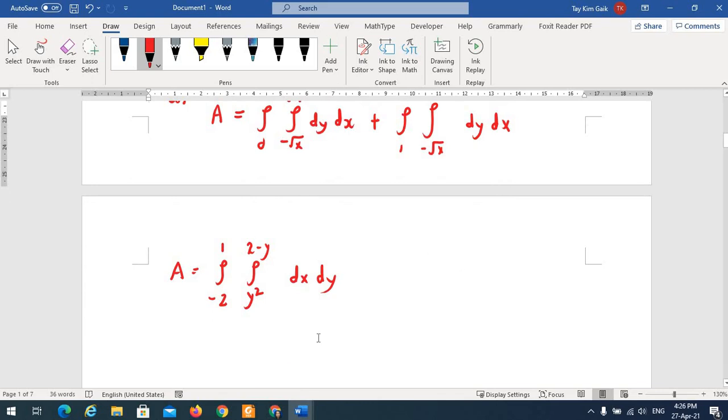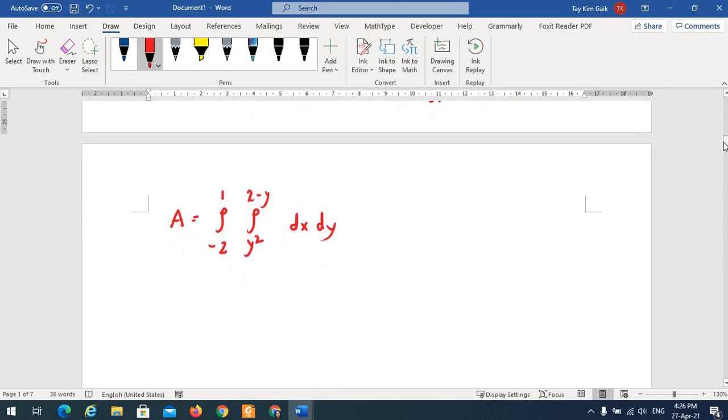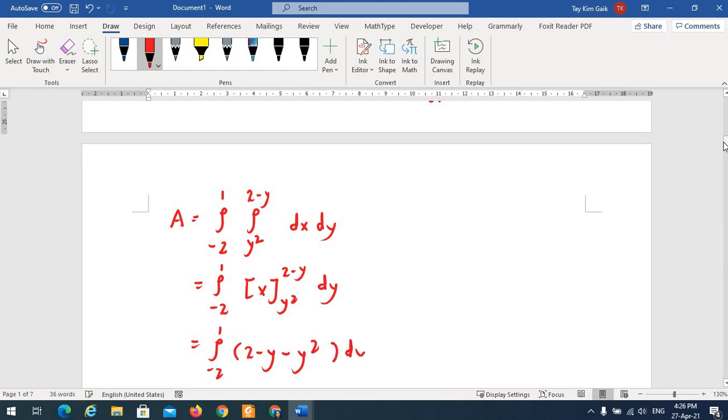And then you just evaluate. As a practice, you can go back and evaluate the other one, and the answer must be the same. Integrate 1 dx, you have x, with limit from y squared up to 2 minus y, dy. Plug in, you have 2 minus y squared plus the upper limit deduct the substitution of the lower limit, and integrate with respect to y.